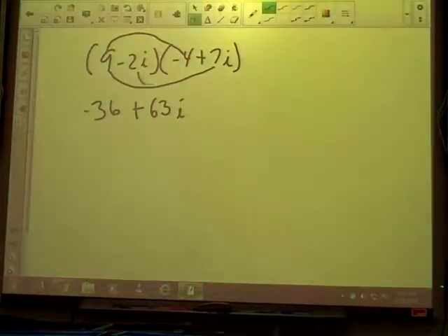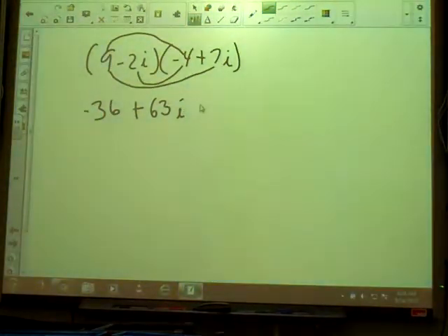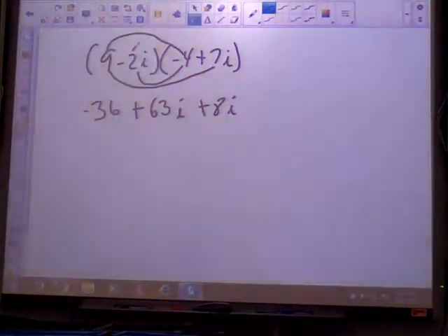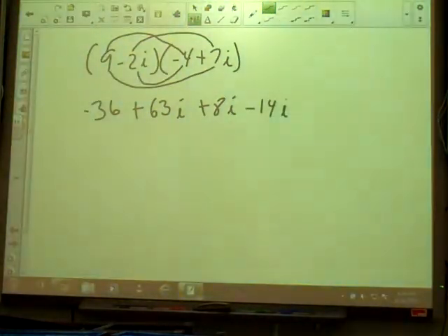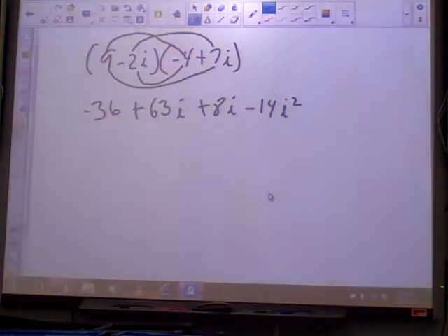Inner, negative 2i times negative 4. It's positive 8i. We all right? Yeah. Last, negative 2i times 7i. Negative 2 times 7 is negative 14. And Trevor's right, i times i is i squared. And that's important. We got to keep up with that i squared because we know it's the same as something in just a second.